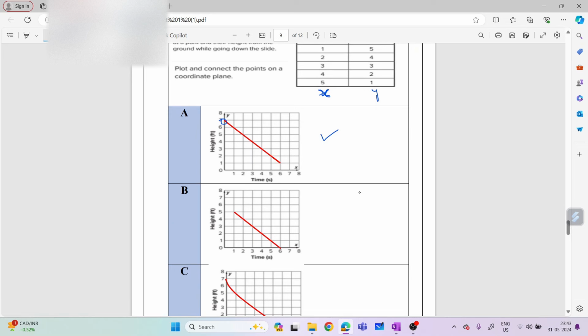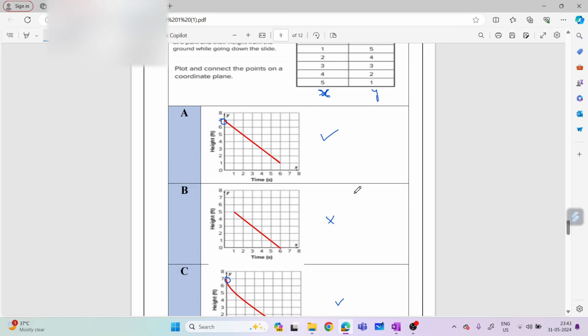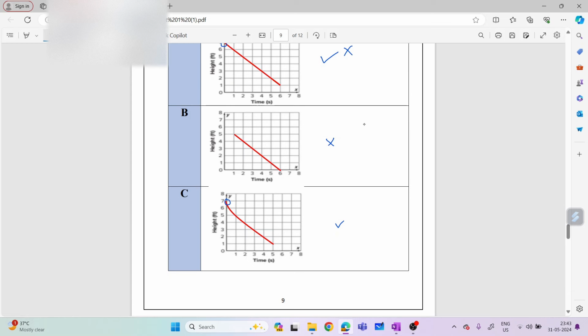When x is 0, y is 7. There is no, so it is wrong. Again, when x is 0, y is 7. This is also right. There are two right answers, but you have to choose only one. So I am taking one more point, 5 and 1. When x is 5, y is 1. X is 5, y is 2, so this is wrong. This is already wrong, so we are not saying. Now see, when x is 5, y is 1. This is right. Two times right means it is the right answer.